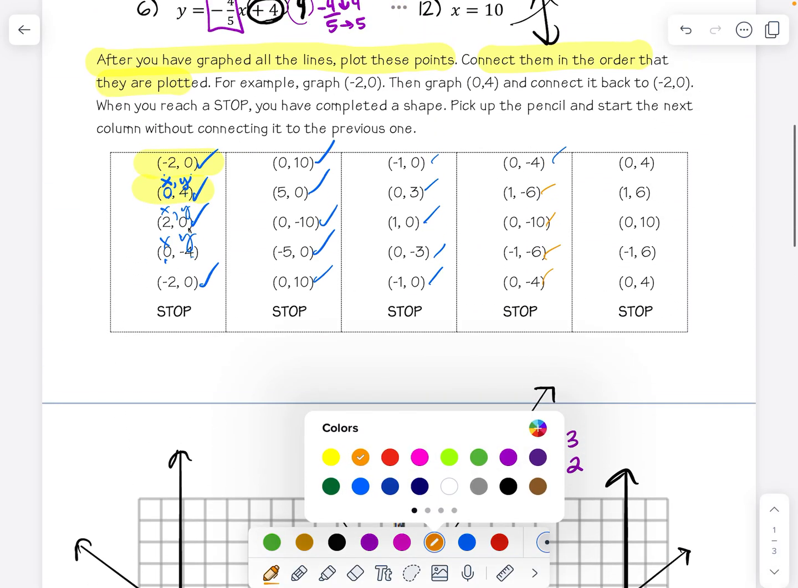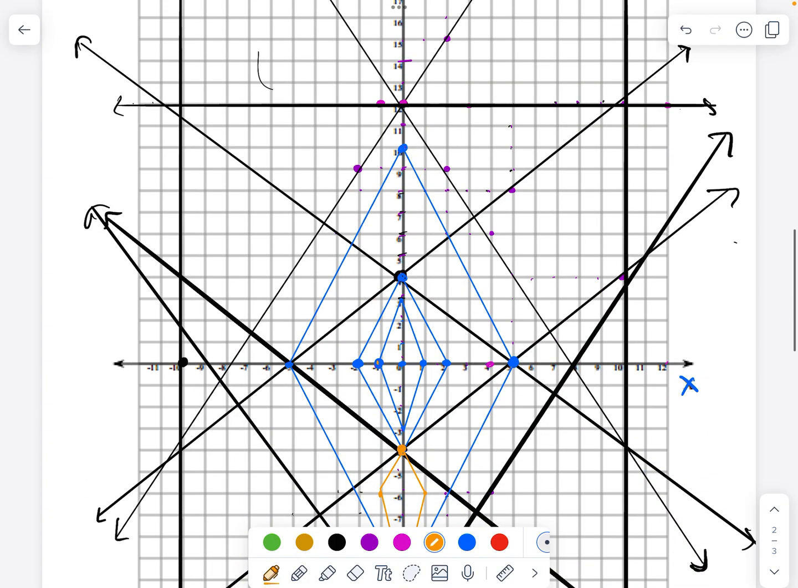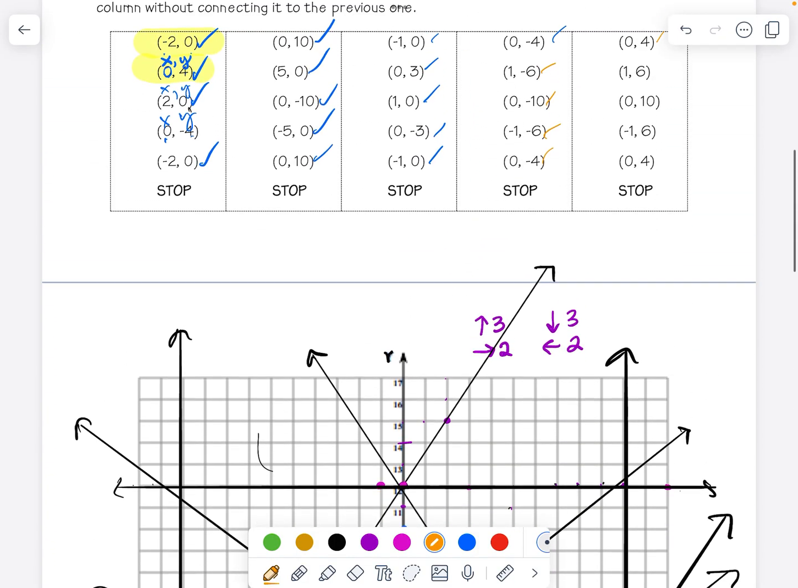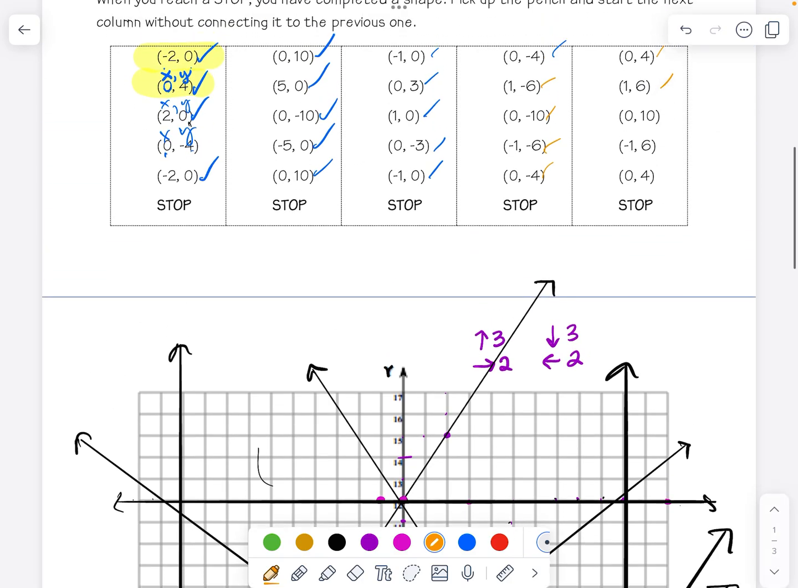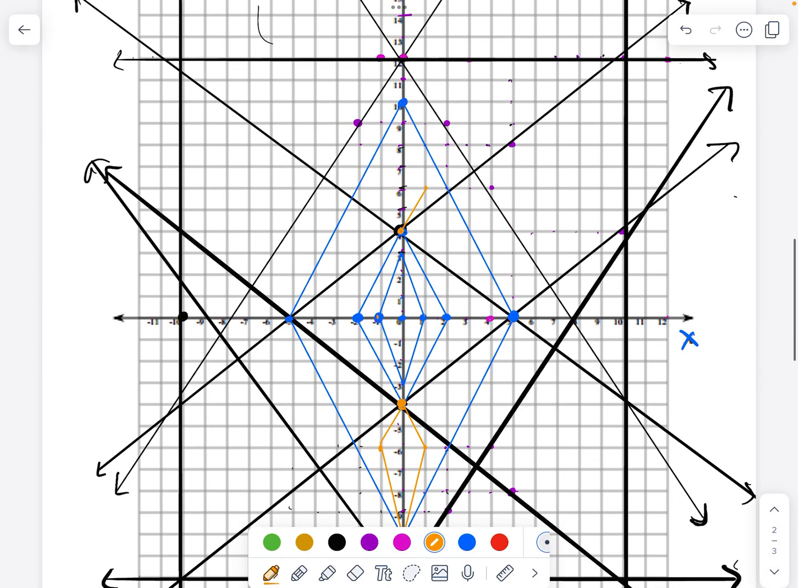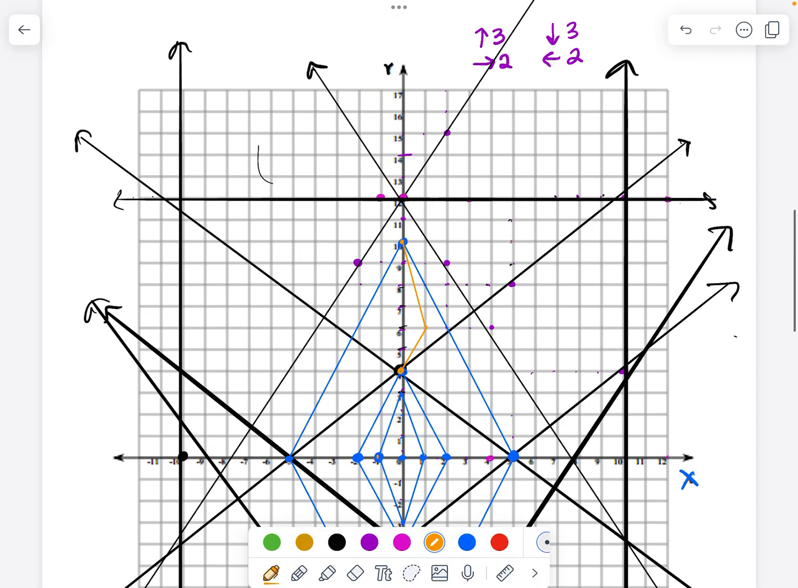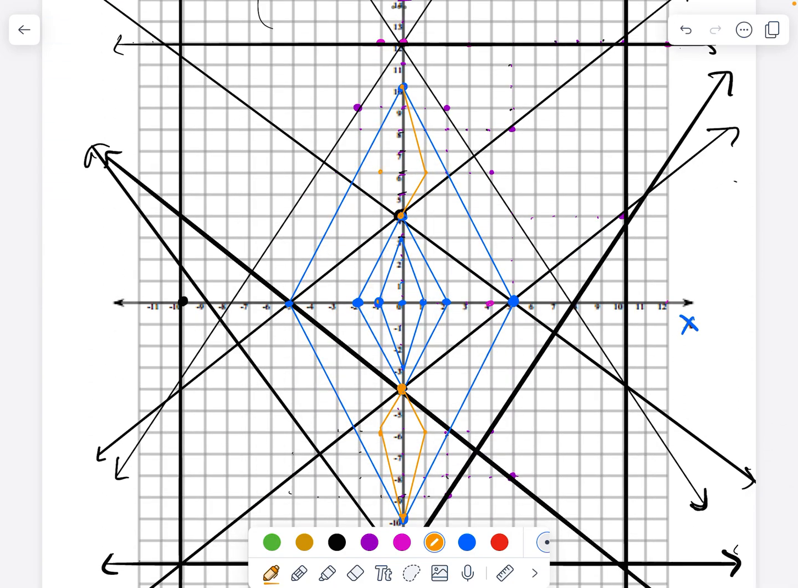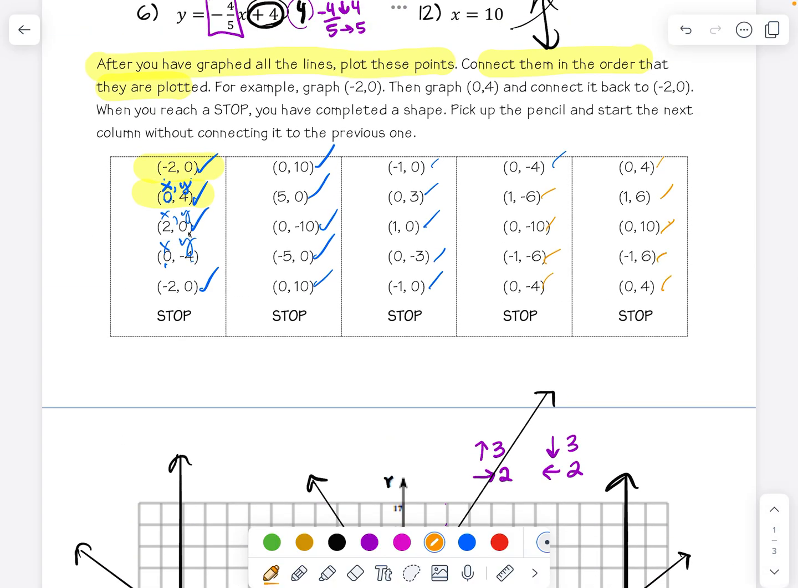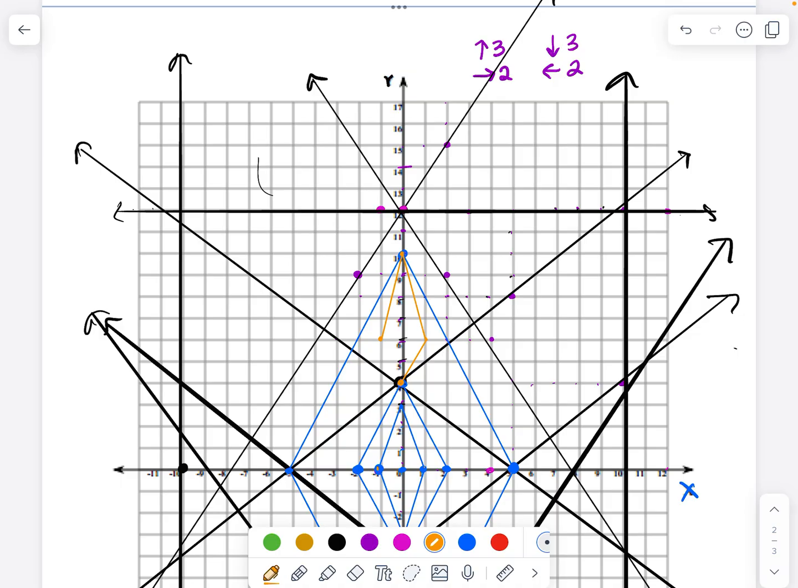Okay, and the last, we're going to have 0, 4. Looks like it's going to be the opposite side. 1 and 6, go over 1 and up 6. Connect. 0, 10. Negative 1, 6. And 0, 4. Back to the starting point. There it is, guys.